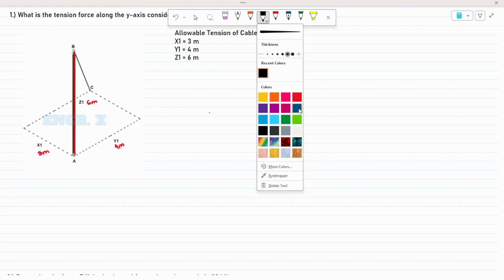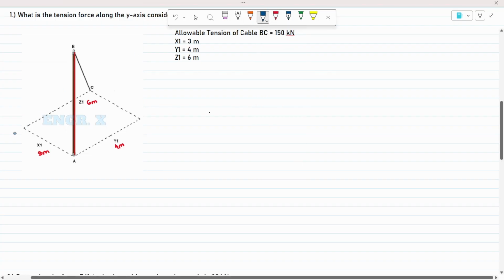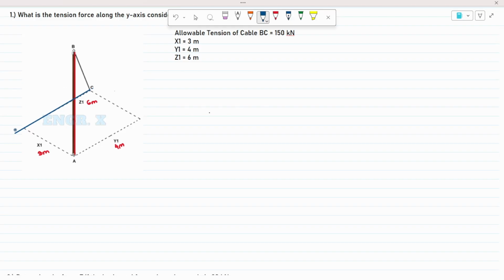to avoid confusion, you can indicate the X and Y axes so you won't be confused. So this is your Y axis and this is the X axis. And the Z axis is the vertical. Okay.